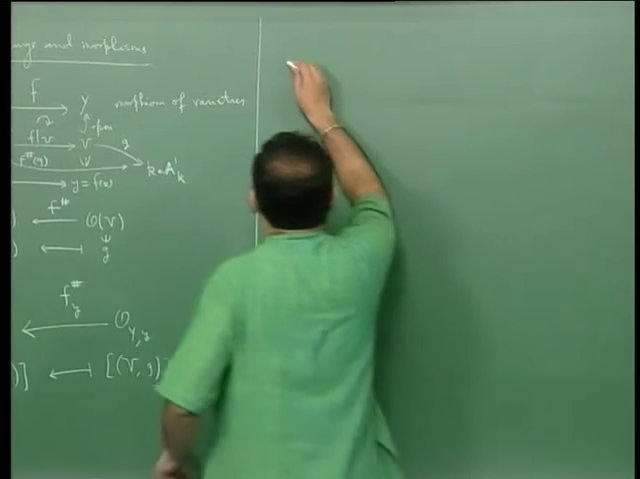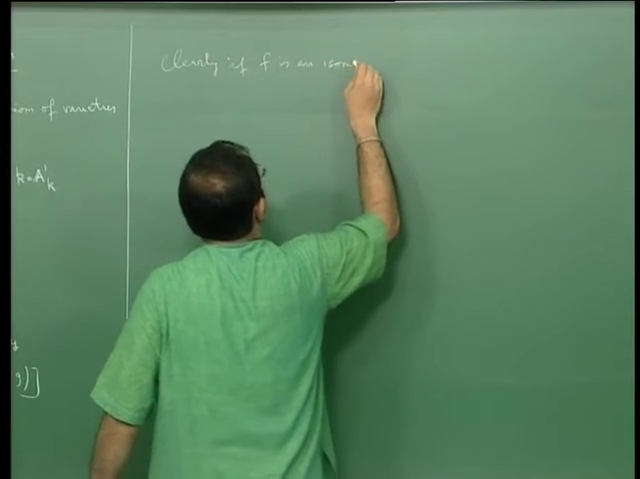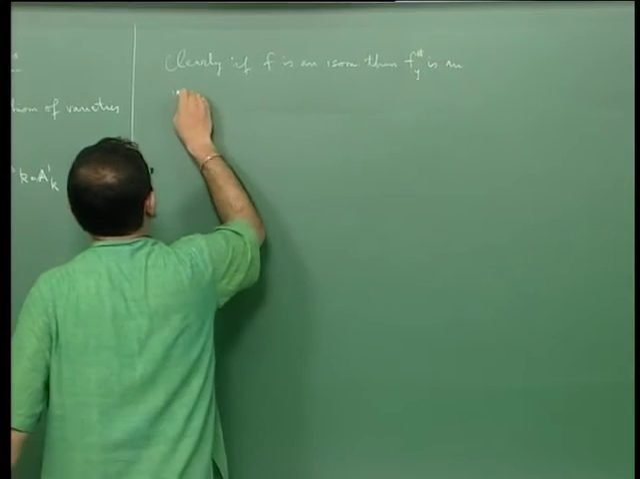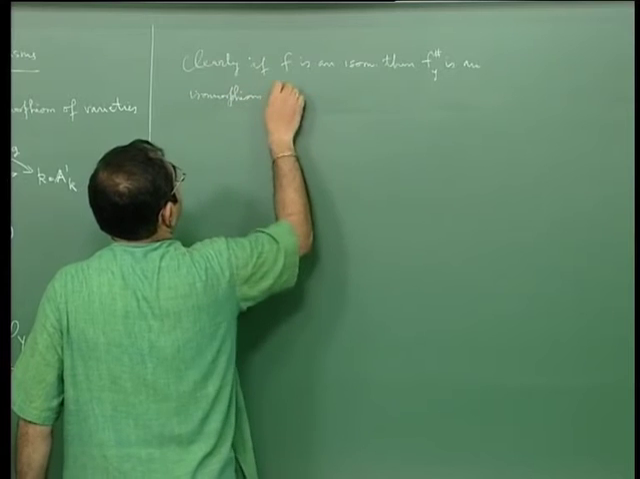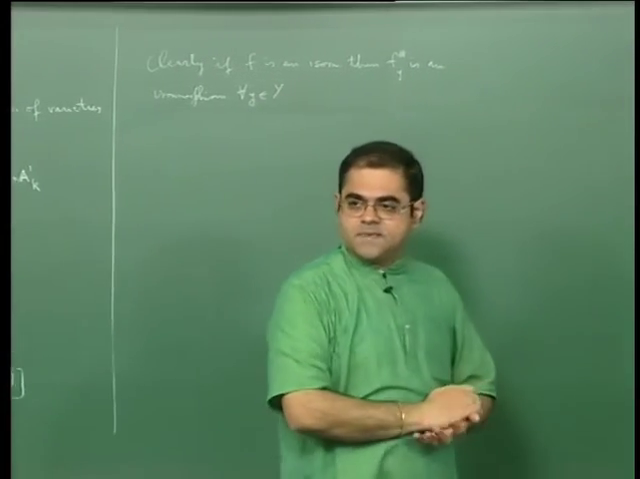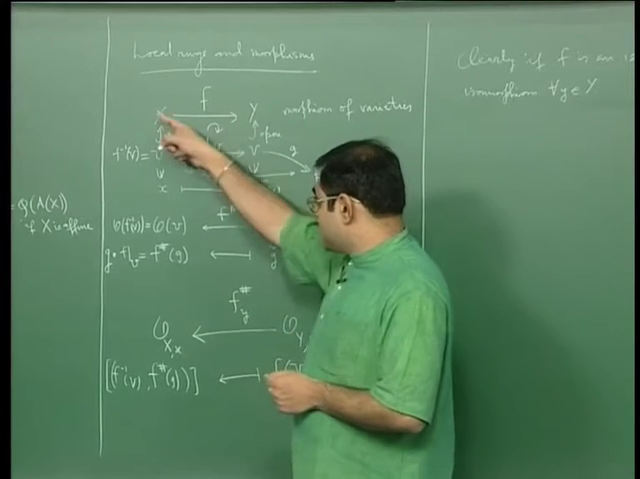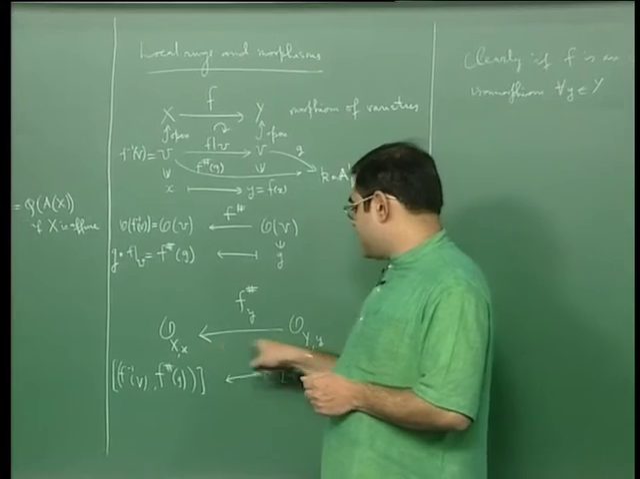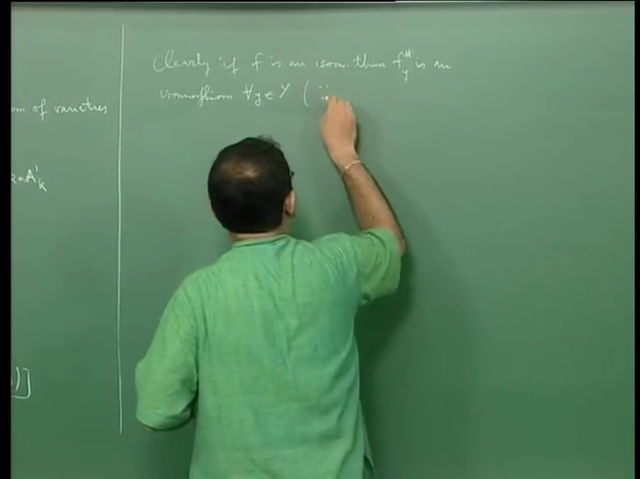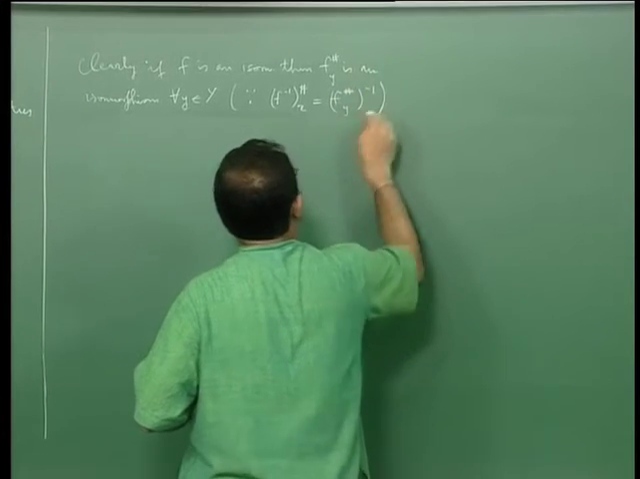So it's clearly, if F is an isomorphism then F hash Y is an isomorphism for all small y in capital Y. This is very clear, okay, because F induces F hash Y in this direction, and then F inverse will induce a map in this direction, which will be F inverse hash X, and F inverse hash X will be the inverse of F hash Y, okay. So let me write that, since F inverse hash X will be just F hash Y inverse, you will get this, okay.